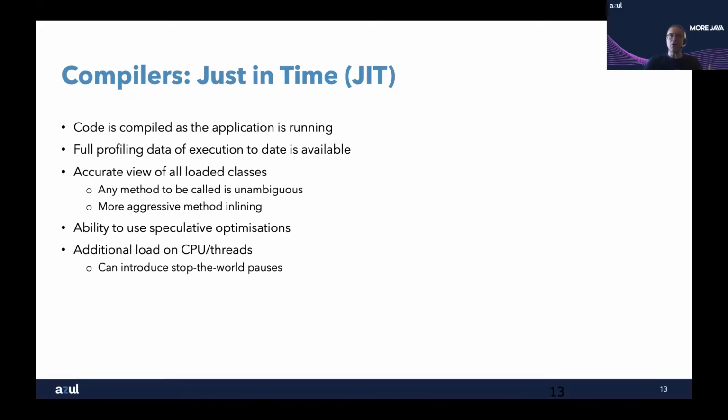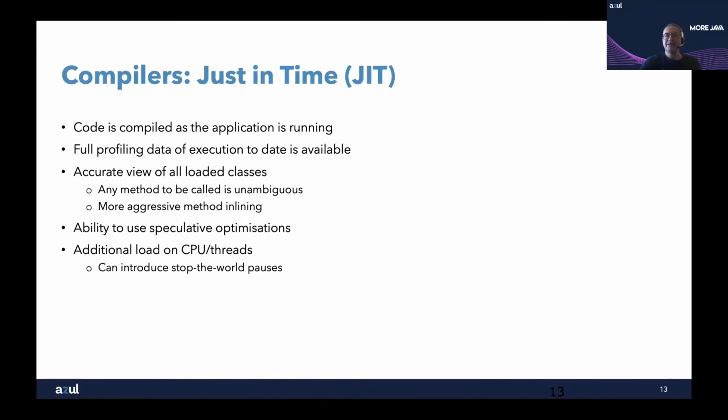We go through the C1 compiled code, where we compile the code very quickly, but we don't apply a lot of optimizations. We then gather profiling data about the way that method is being used, so that when we decide to recompile it with C2, we can actually use more optimizations and take advantage of that profiling information to tailor the code to work with the way that method is being used.